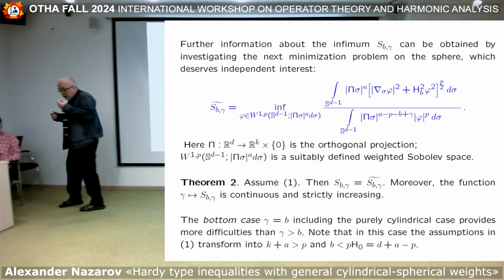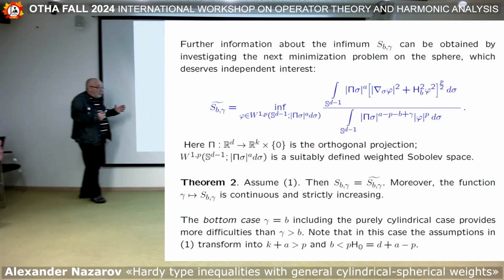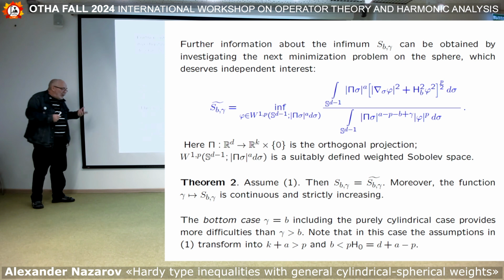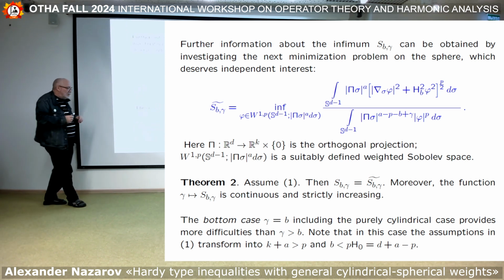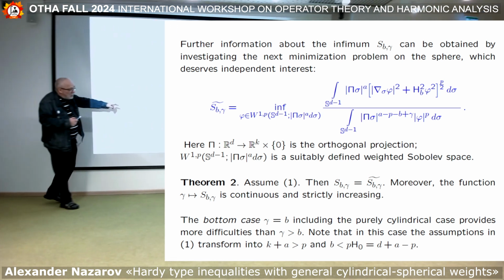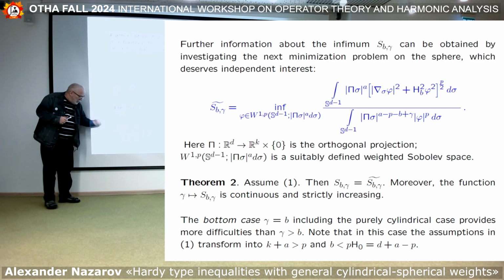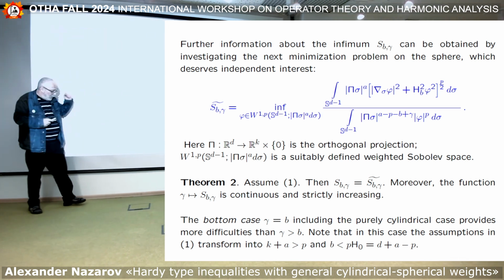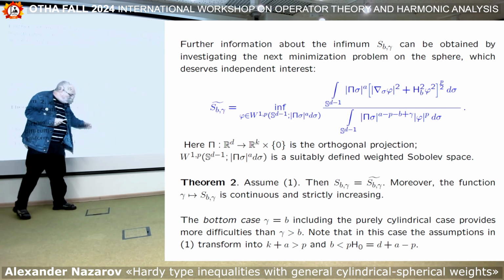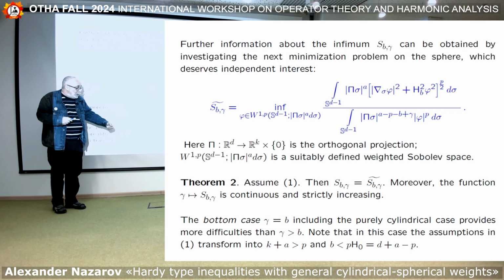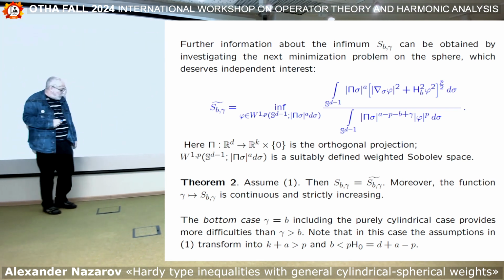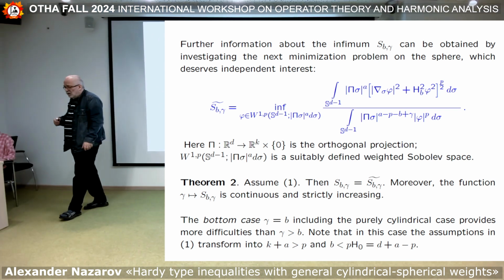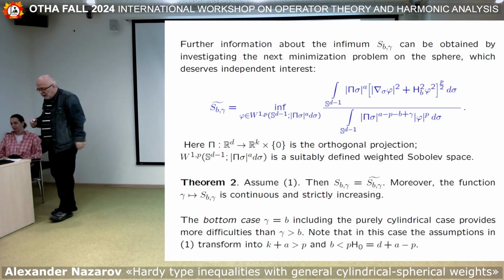The case gamma equal to b, we call it the bottom case. In particular, it includes purely cylindrical weights. It is more difficult for investigation. Here I recall the necessary conditions. In this case, first of all, k plus a should be greater than p, and another condition for b is that it is from minus infinity up to some quantity, which is in particular p times h0. I recall h0 is the classical Hardy constant. h0 in power p is the classical Hardy constant.